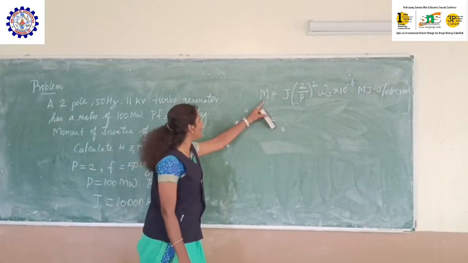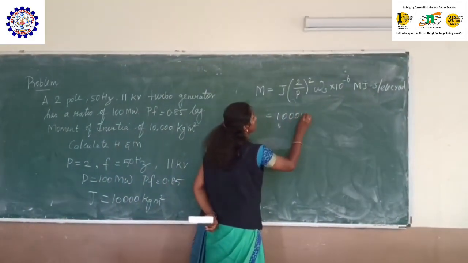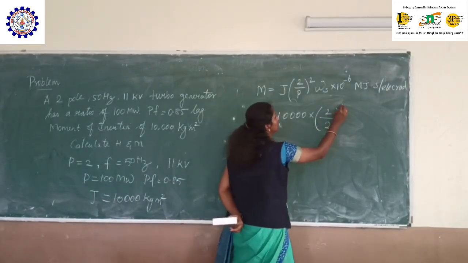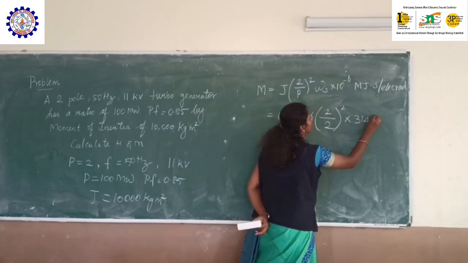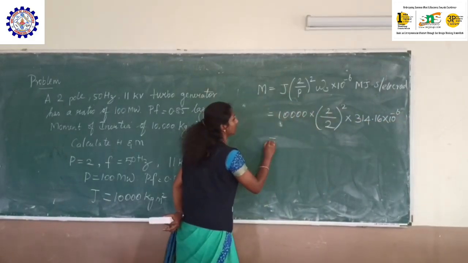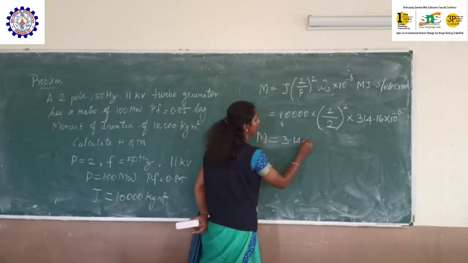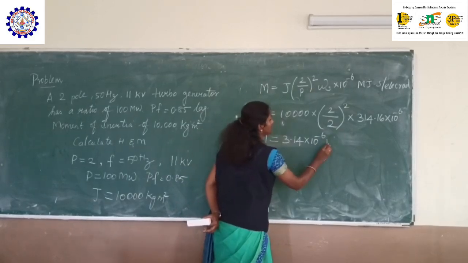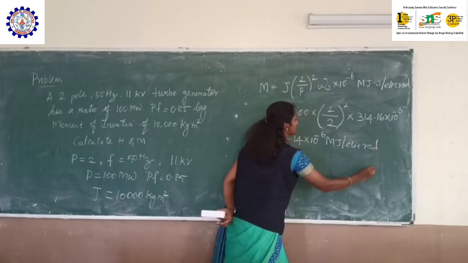So to calculate M, the value of J is 10,000 into 2 by P, the number of poles is 2, the whole square, into omega s value, which was 314.16, into 10 power minus 6. So when we calculate the value for M, it will be 3.14 into 10 power minus 6 megajoules per electrical radians.